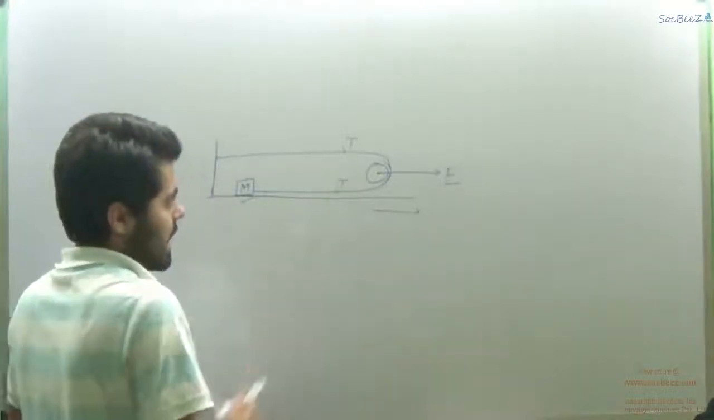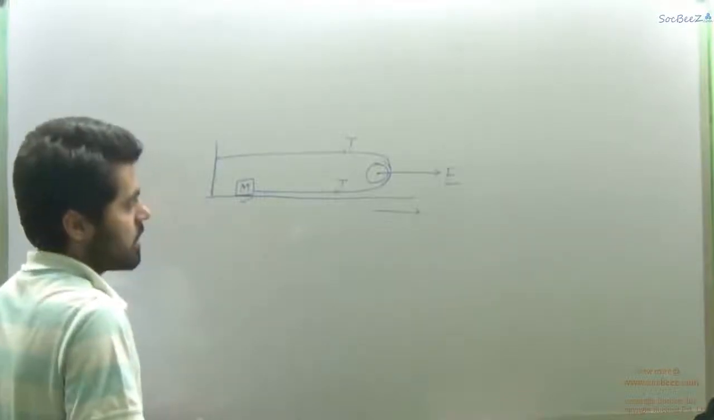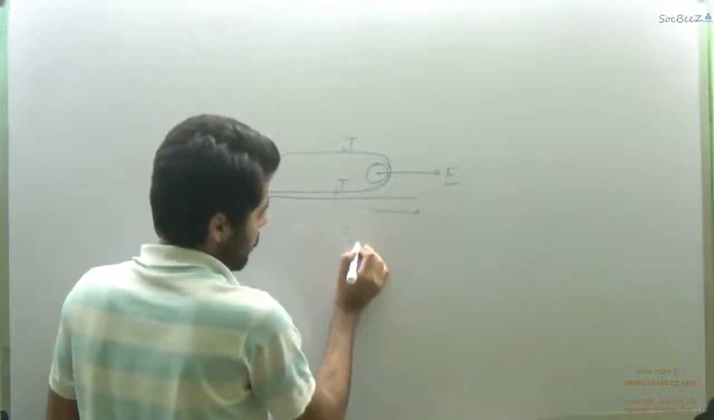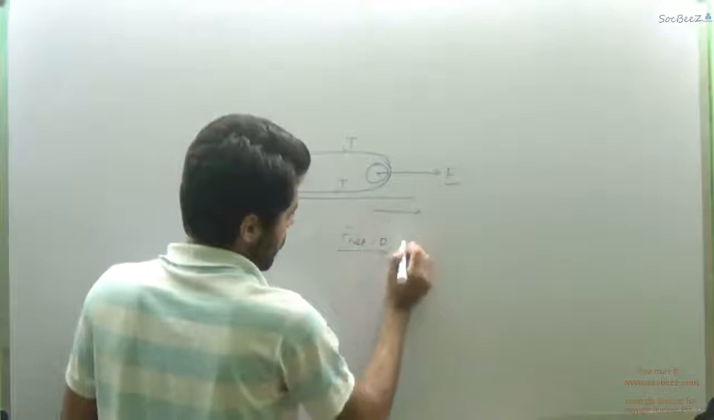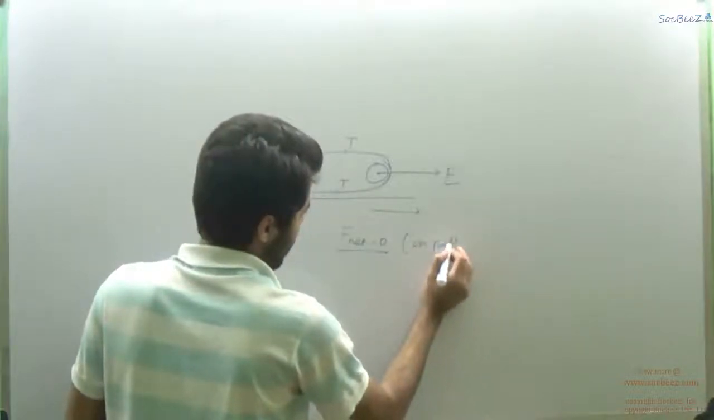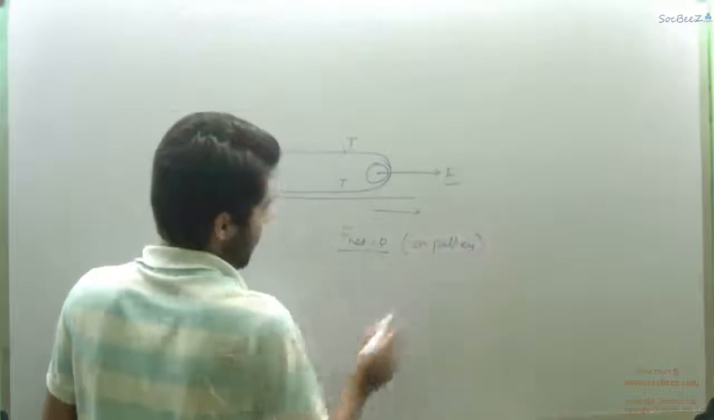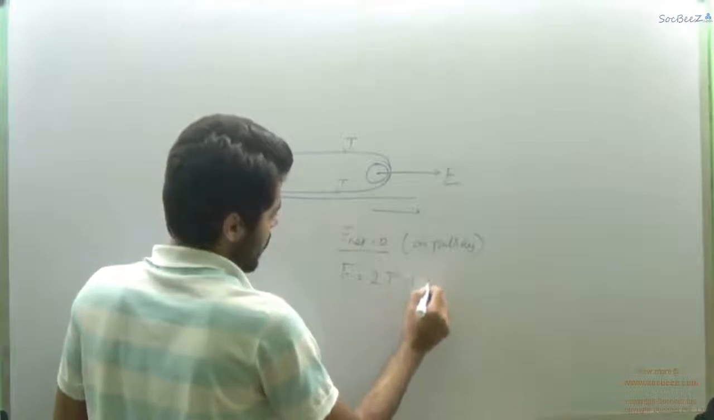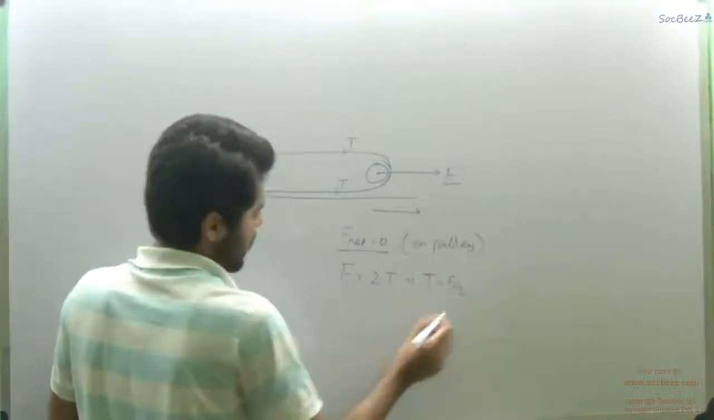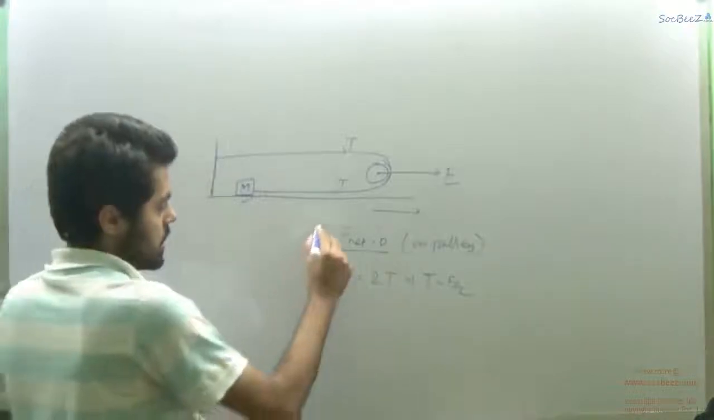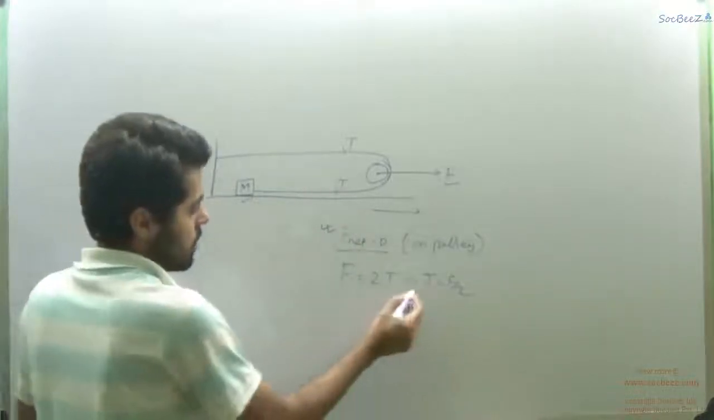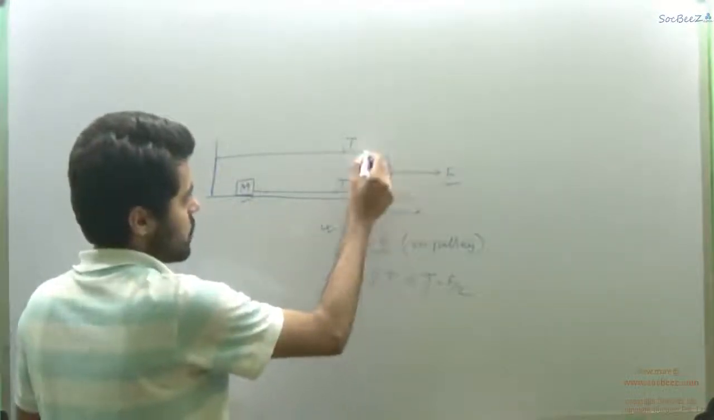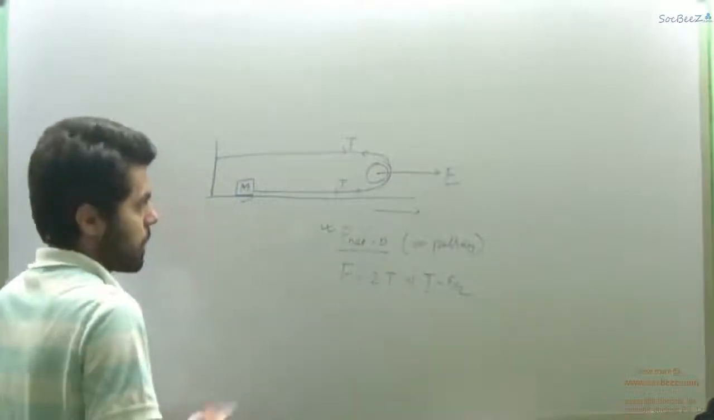Now, the pulley is light. So with the help of that, the assumption comes out to be that the net force acting on the pulley has to be 0. Always. It means F should be equal to 2T, or T is equal to F by 2. So using this result, we came to the conclusion that tension is F by 2. Means F acting this direction, so F by 2 in opposite direction.